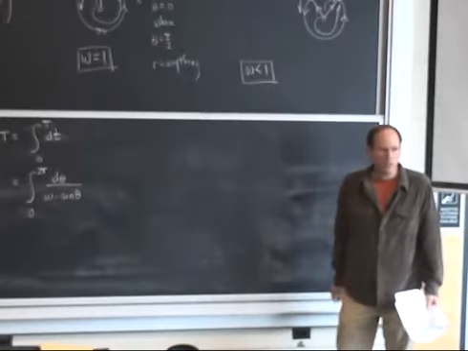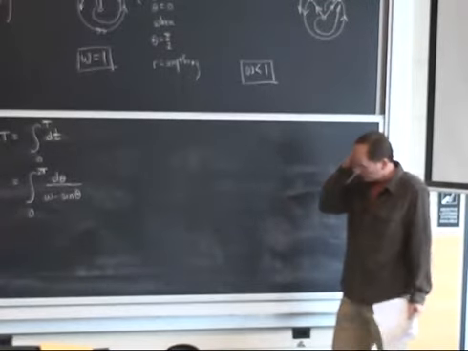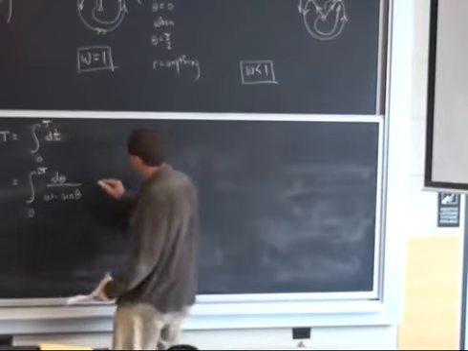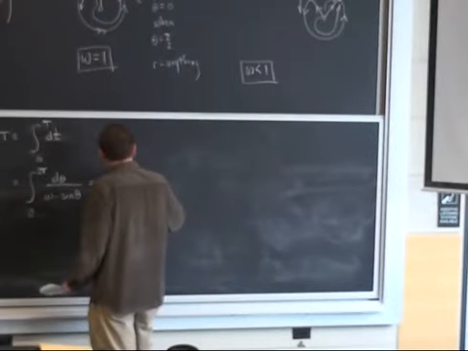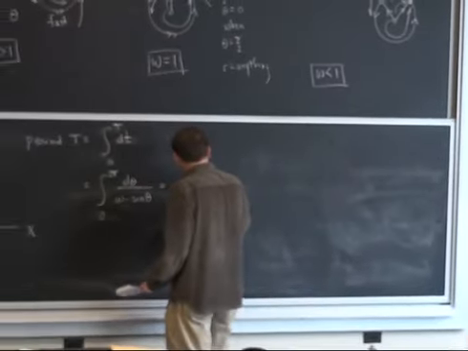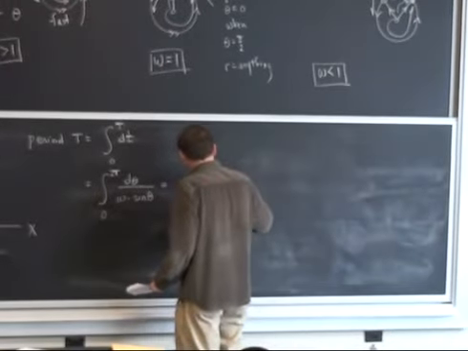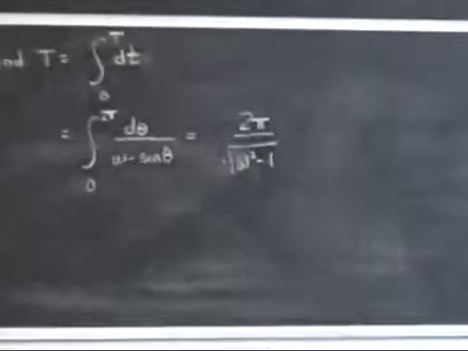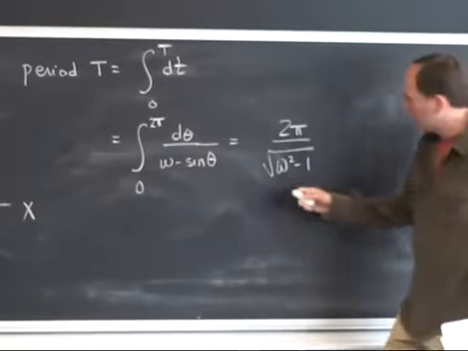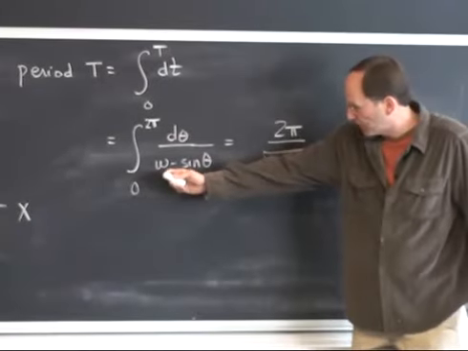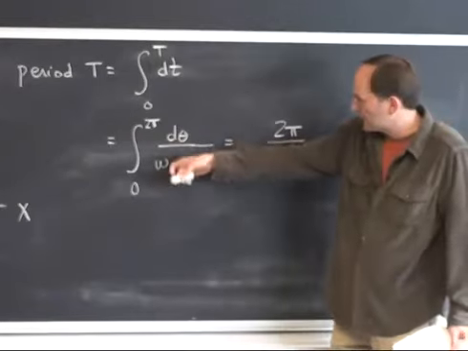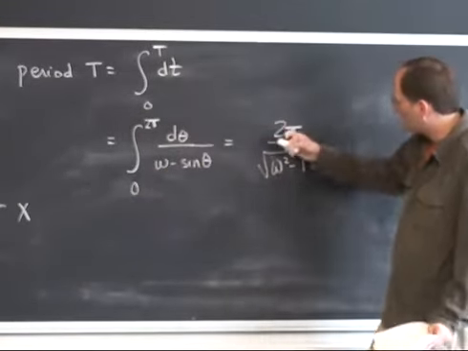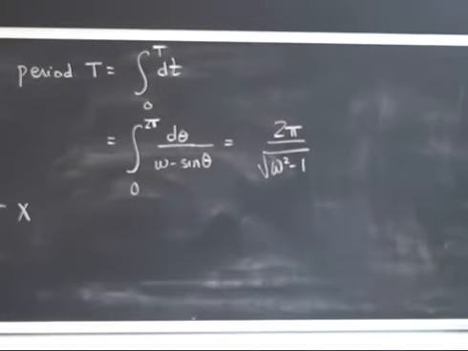But anyway, using either this mysterious trig substitution or residues, you can compute that this integral is 2 pi over square root of omega squared minus 1. It's a nice definite integral. So that's a nice formula. Notice it works right in the limit. Suppose omega gets very large, much larger than 1. Then this behaves like d theta over omega, which would have an integral of just 2 pi over omega. So this is approaching that for large omega.